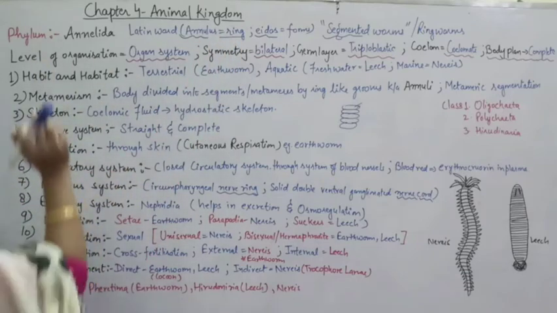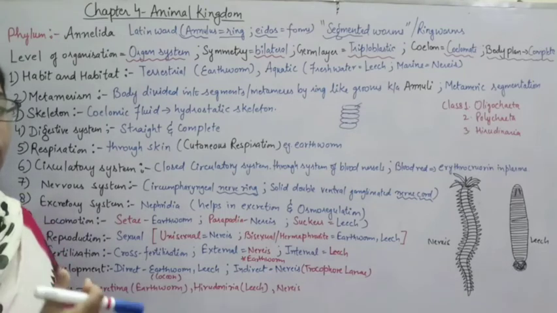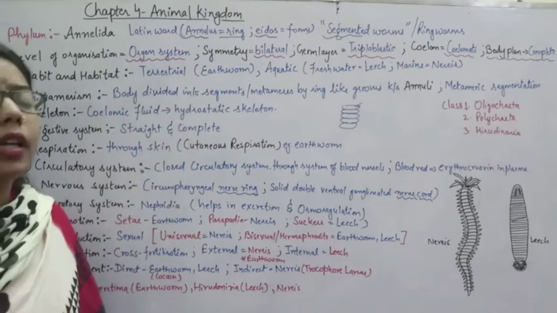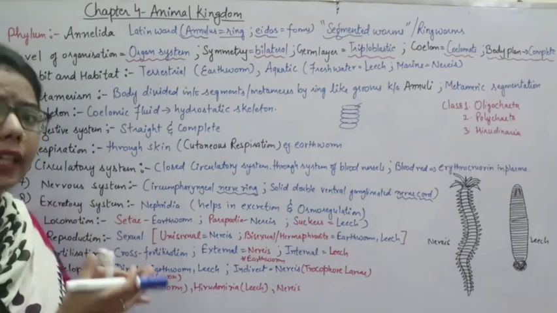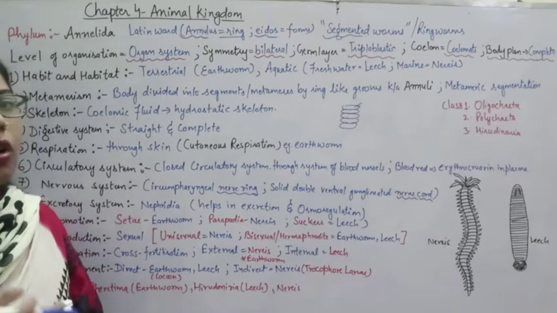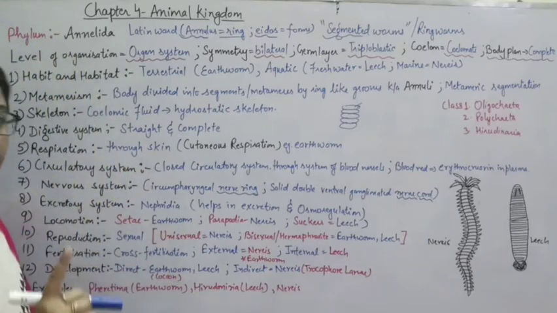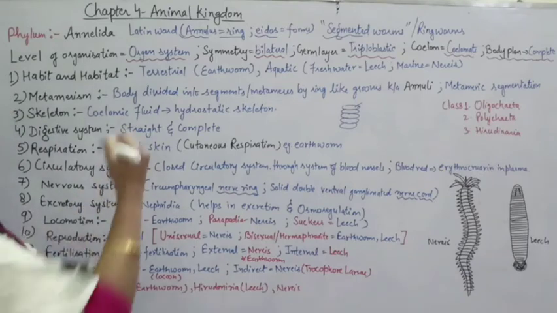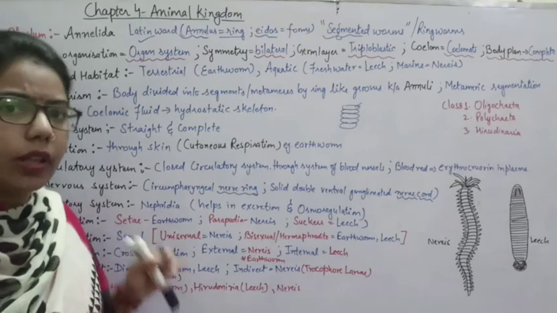Okay. So first we talk about the level of organization. We know that animal kingdom animals are multicellular. So whether these cells are aggregated to form tissue, or the tissue aggregated to form organ or organ system. If we talk about the phylum Annelida, their level of organization is developed. It means they have the organ system level of organization.